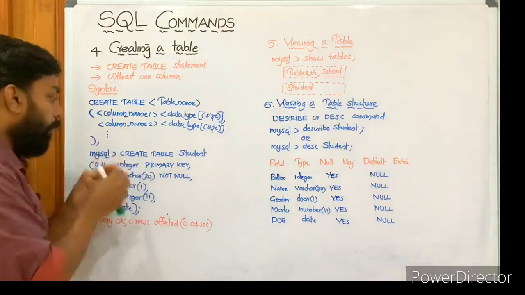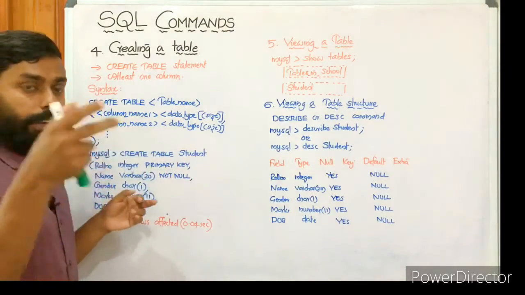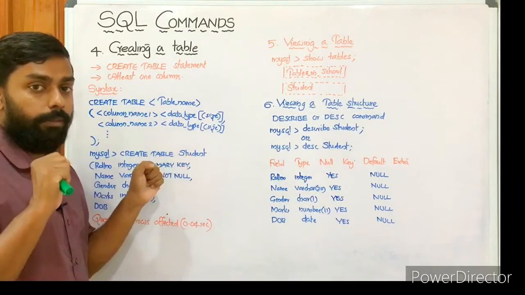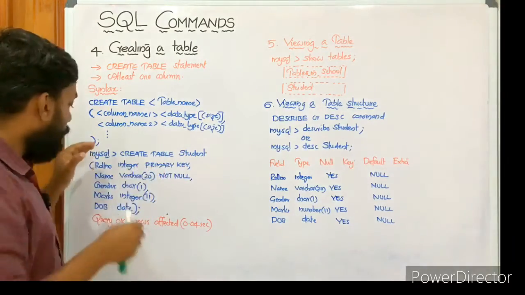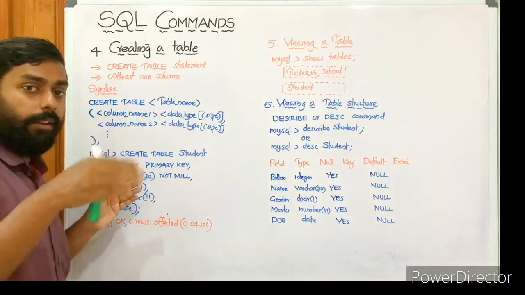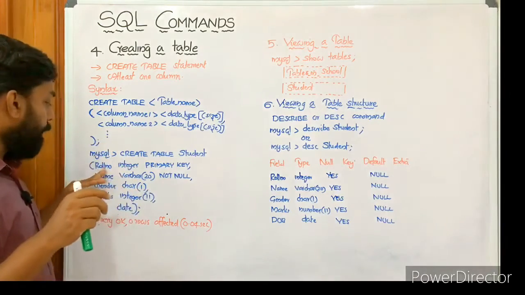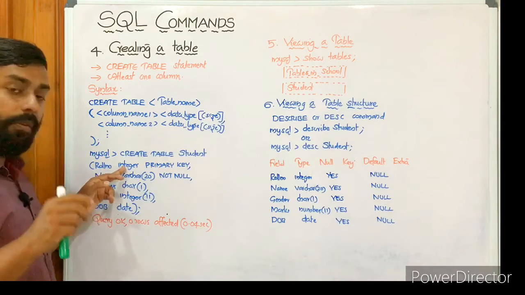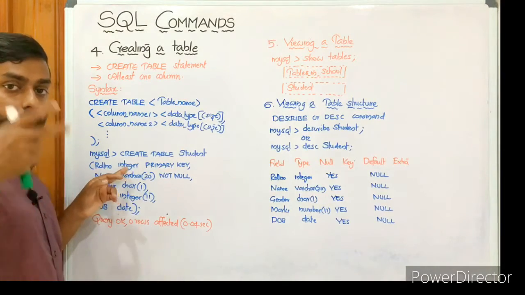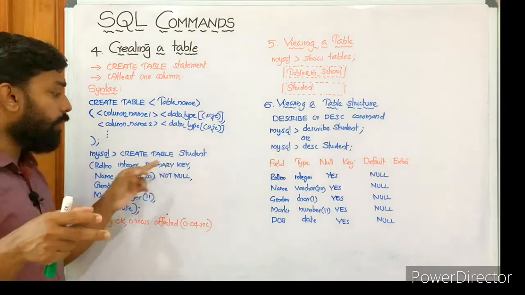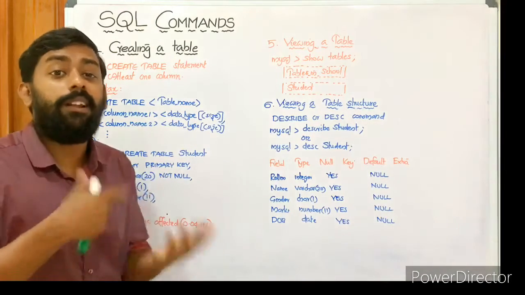So let's look at it one by one. Create table is the command for creating a table. Here the table name is student, right? Then we specify all the columns and the corresponding data types of each column. The first column name is roll number, and its data type is integer. We are storing integer data in roll number. And you can see primary key. What is a primary key? That's a constraint, right?